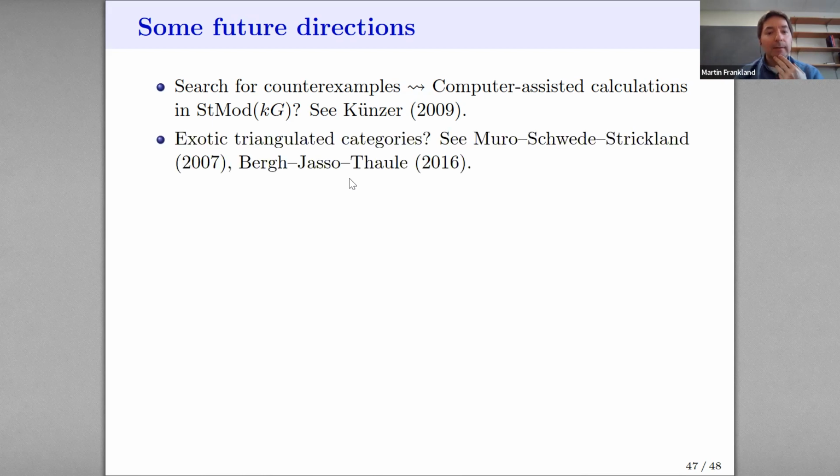Maybe I should. And maybe another source of weird phenomena would be to look at triangulated categories that are not the homotopy category of some stable model category. Those weird counterexamples in the first scenario at least show that the weirdness is not because of the lack of models, right? Stable module categories are as nice as it gets. They're homotopy categories of nice stable model categories. So that's not the issue. But perhaps if you look at those triangulated categories that are not homotopy categories of stable model categories, maybe you'll find some of those strange counterexamples. Referring to some examples by Muro, Schwede, Strickland, and then a follow-up paper by Berg, Jasso, Taule.